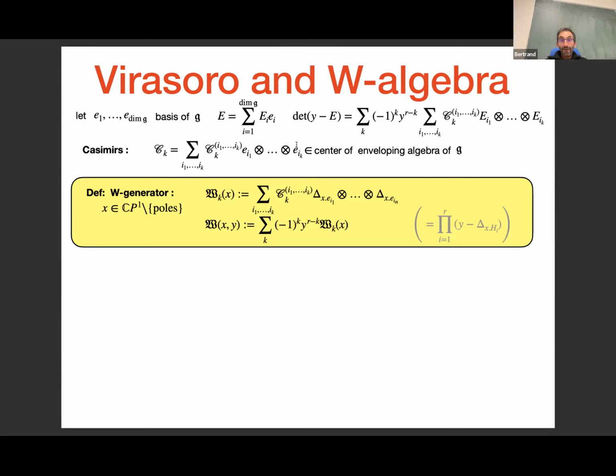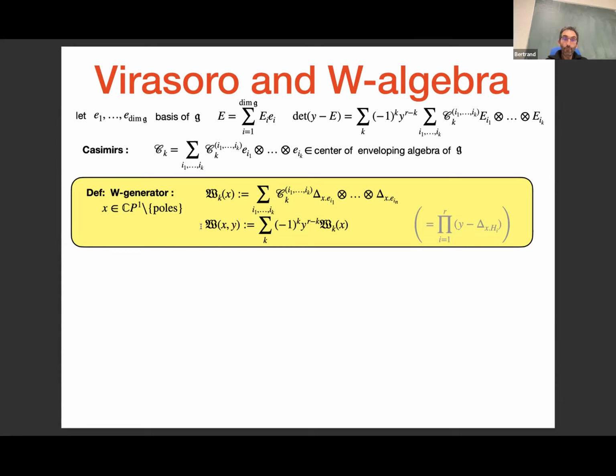Once you have the Casimirs, let's now define this operator, Wk of x. So let's take x in the base, a point x in CP1, and let's define this operator. It's the insertion operator taken at x, weighted by basically all the possible elements of your basis. And let's take this multilinear combination that exactly corresponds to the Casimir.